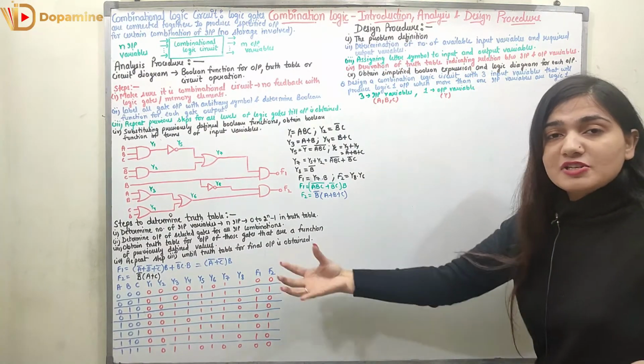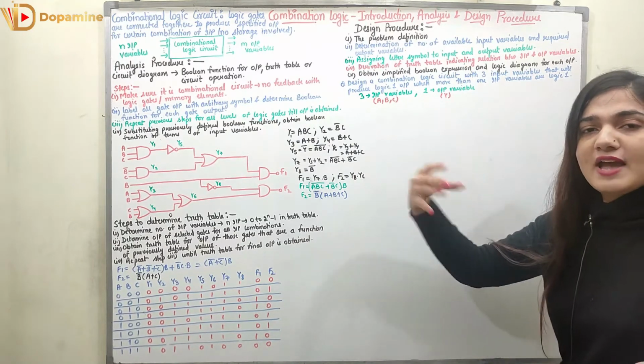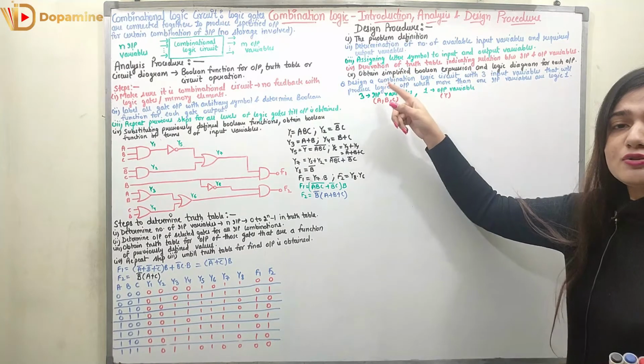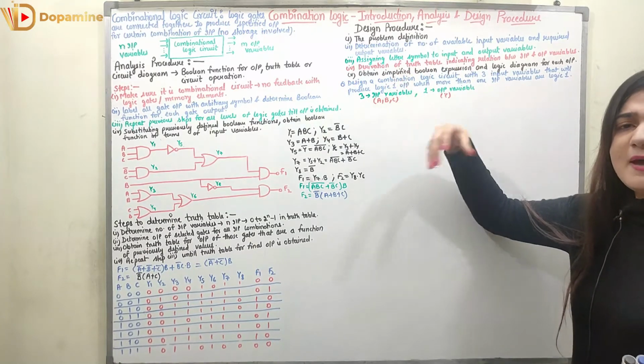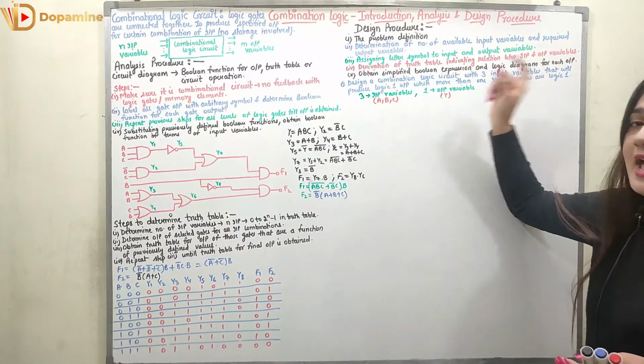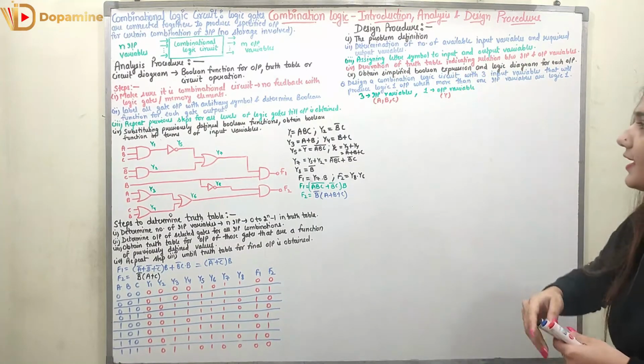There is some relation which is given. According to that relation, we have to find out the truth table. Then we have to minimize this truth table. We have to use the K-map or any other method, and we have to obtain the simplified Boolean expression, and at last we can find out the logic diagram.